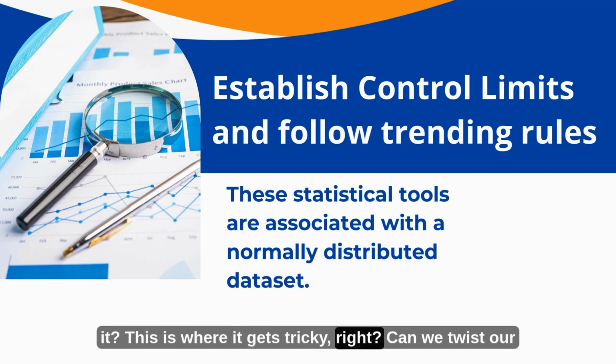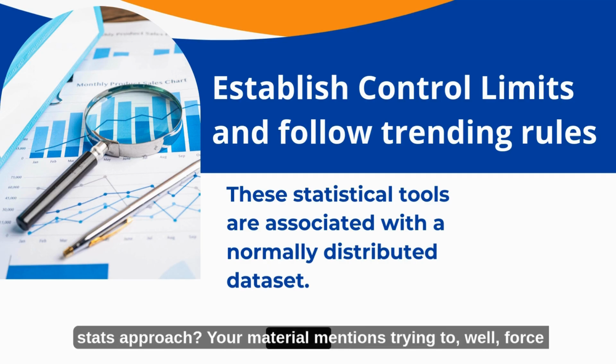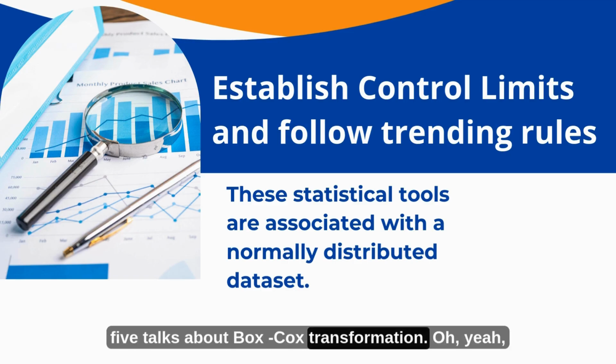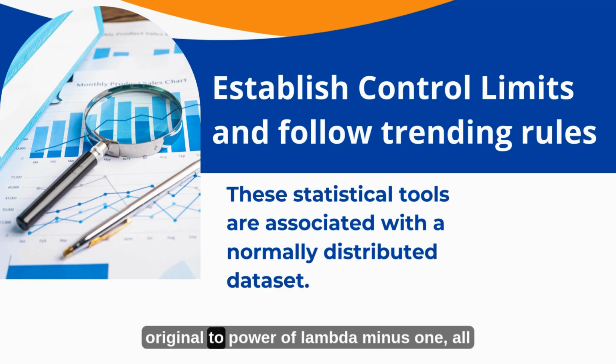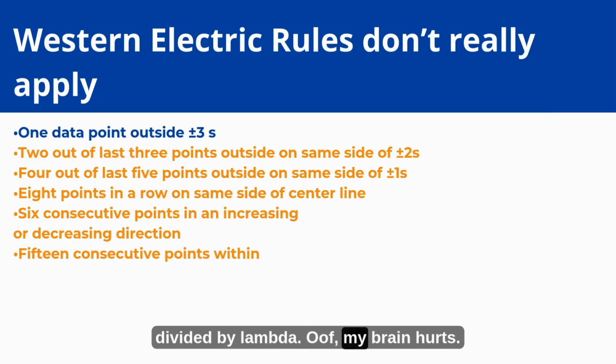This is where it gets tricky, right? Can we twist our stats approach? Your material mentions trying to, well, force the data into that normal distribution, like math wrestling it. Page 5 talks about Box-Cox transformation. Oh yeah, that equation. Y transformed equals, hold on, y original to the power of lambda minus 1, all divided by lambda. Oof, my brain hurts.